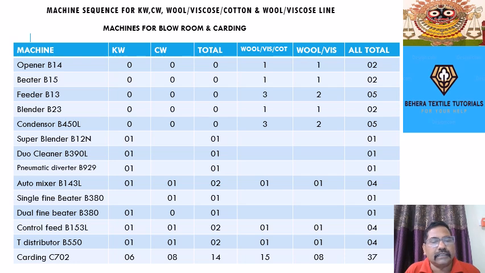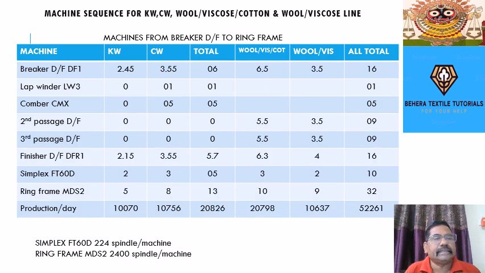And carding I have calculated this is KW 6 machine, CW 8 machine, wool viscose cotton 15 machine and wool viscose 8 machine. Then this is breaker drop frame, like this 2.45, 3.55, then wool viscose cotton 6.5, wool viscose 3.5, then lap winder 1, comber CMX 5 for the combed line. And you have to give two more passes drop frame for the wool viscose blend, because wool needs to be straightened. So second passage drop frame, third passage drop frame you have to give. Then finisher drop frame, each line you are seeing.